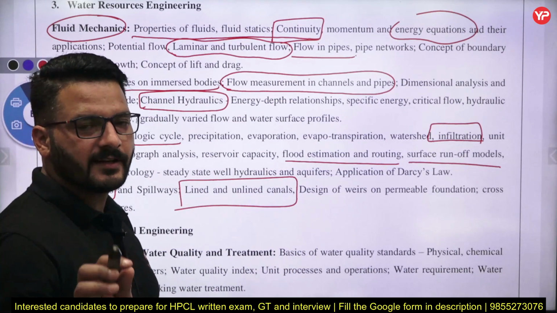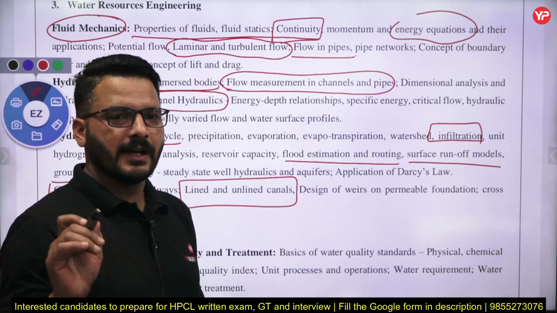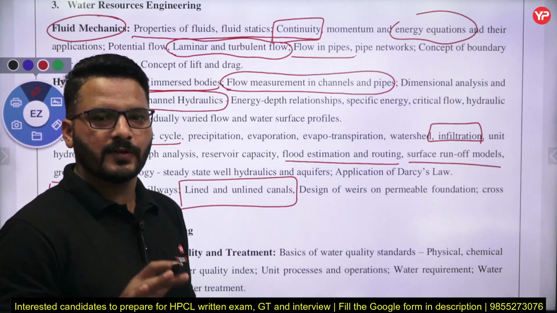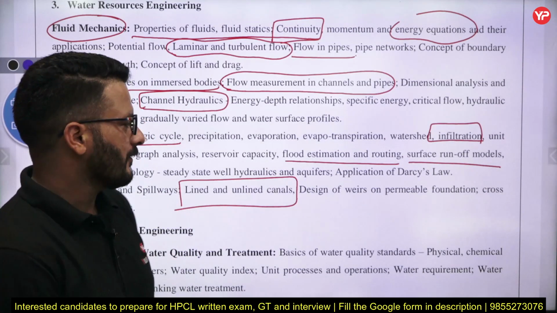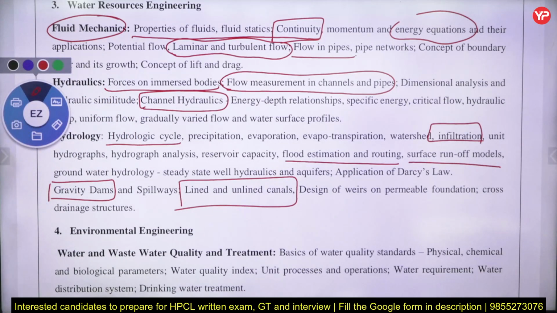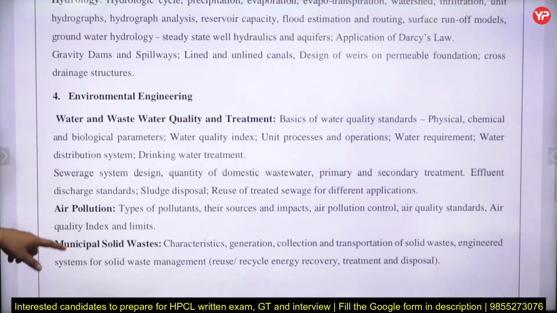Lined and unlined canal, here in case of the unlined canal, two theories that we have, one is the Lacey theory, second is the Kennedy theory, and let's have a look at the positive things in the theories and also the drawbacks of the theories that are frequently asked in the papers, right. Next is the cross drainage work like aqueducts, super passage and all.